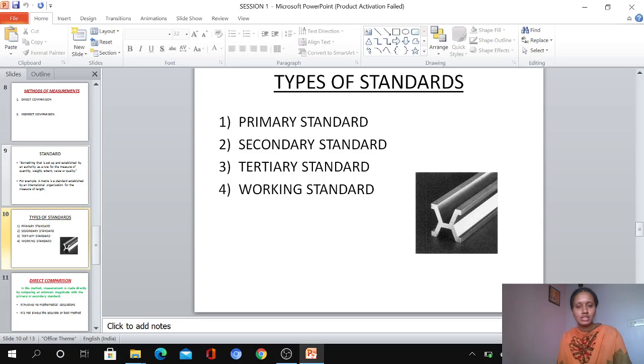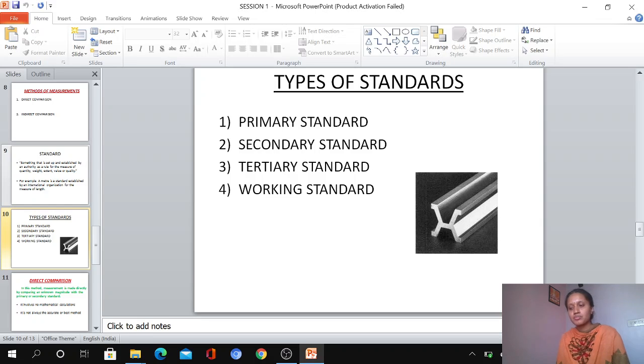So next, these primary standards are taken as reference standards for secondary standards, and these secondary standards are used as reference standards to check the tertiary standards. The fourth standard is the working standard. Primary standards are master standards, right? Secondary standards are also distributed to some places. The primary standard you can find in only one lab, and secondary standards are distributed to a few laboratories.